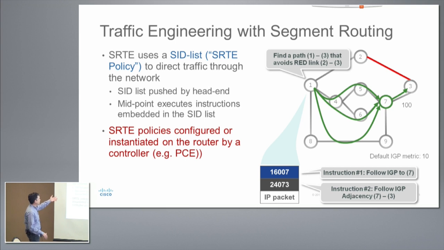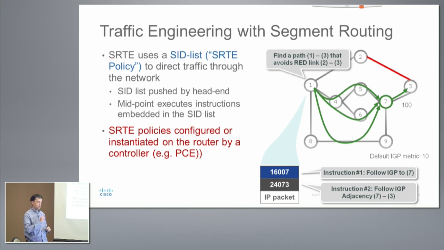In practical terms, somebody would have to take care of the SRTE policy, which is what the router algorithm or the controller told me to compute. Now, what do I do with this policy? Do I configure it manually? Or do I let my PCE protocol, for example, instantiate such a policy on the router?